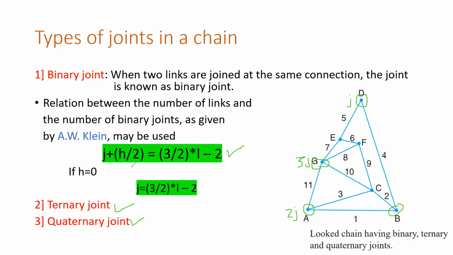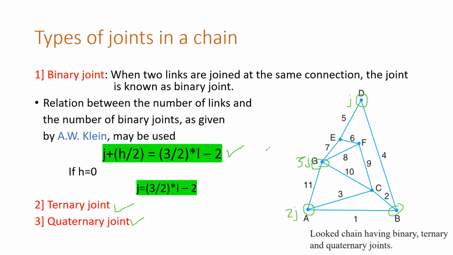Here you can see that the H term is also added. So why is H added? H is the number of higher joints or higher pairs in the kinematic chain. For example, if a mechanism has a cam and follower, the cam and follower come under a higher pair or higher joint.